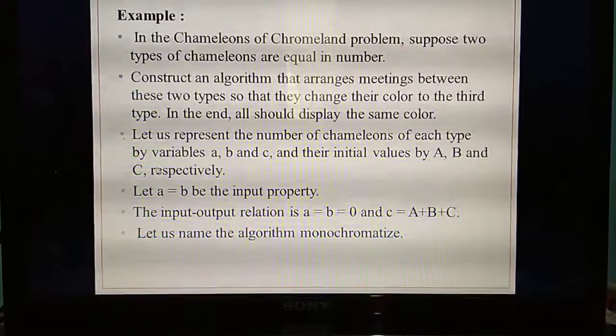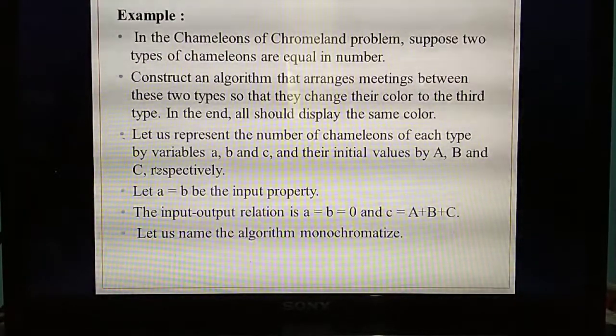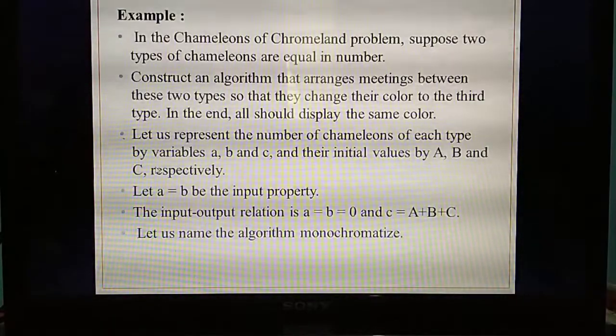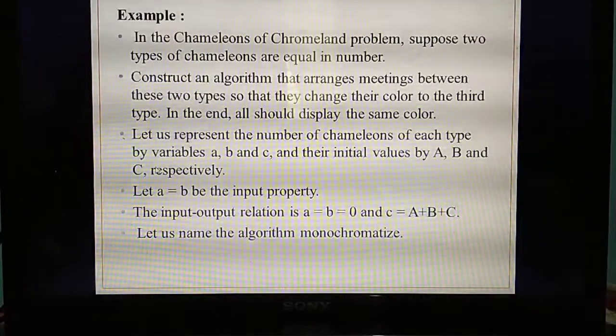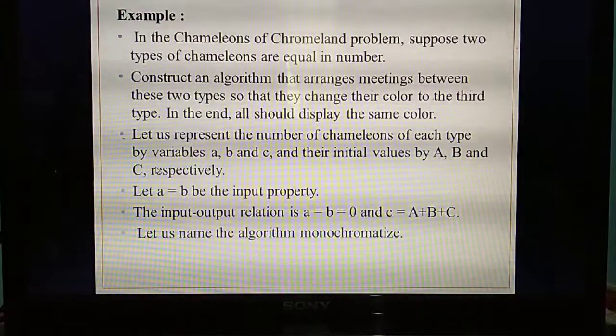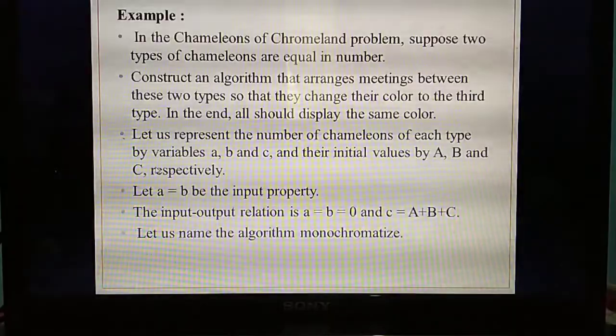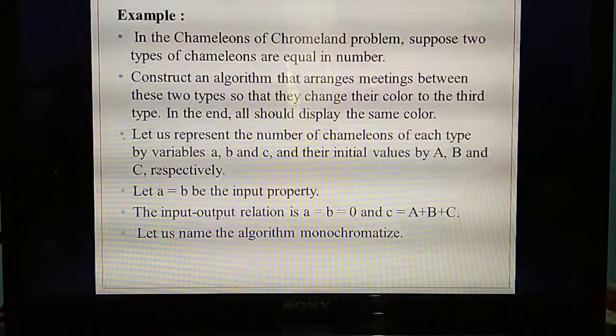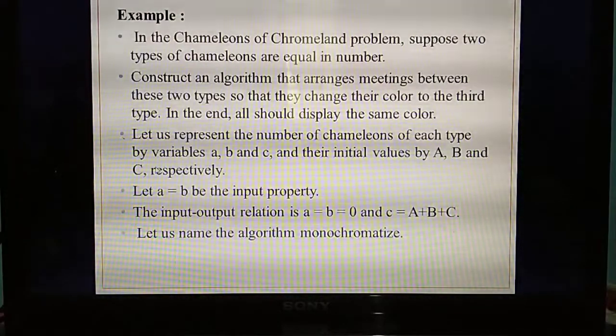The next point: you need to give the input property. What's the format for writing a specification algorithm? First, you need to name the algorithm. Then you give the input by means of variables, then the input property, and then the input and output relation. You write it the same way here.